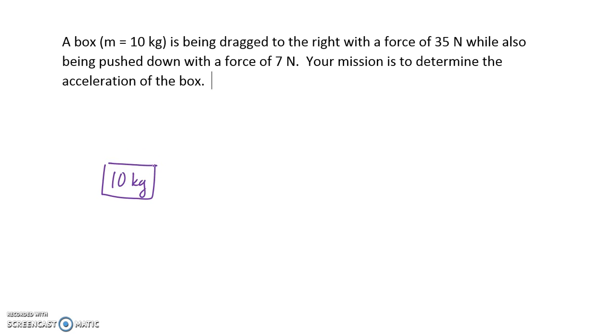It's being dragged to the right with a force of 35. So Fn equals 35. I guess it could have been tangent, but whatever. While also being pushed down with a force of 7. So we've got another normal force here of 7 newtons. Let's put newtons on that one too. Your mission is to determine the acceleration of the box. So we are looking for acceleration. So a equals question mark.